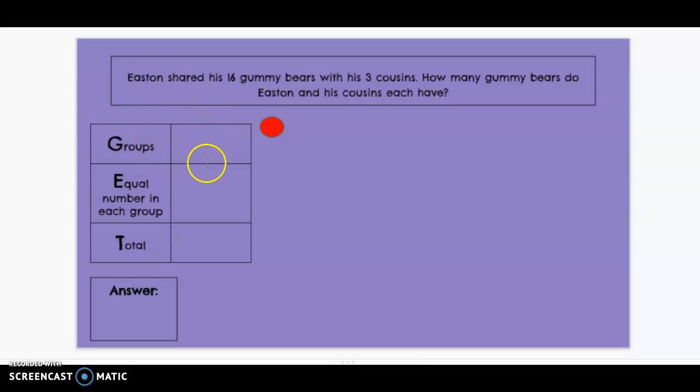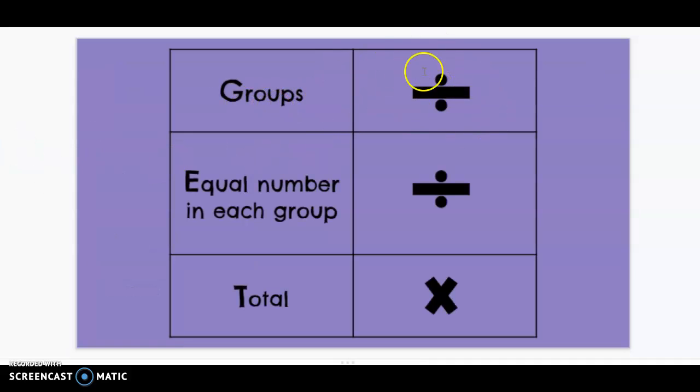When you're plugging in your numbers based on groups, equal number, or total, you can use this little thing to help you. So if you plug in the numbers from your word problem, and you have groups, you're going to plug it in here. And let's say you have a total. So that means that you don't have the equal number in each group. That means you're going to be dividing. So you would be dividing the two numbers that you have in your GET model.